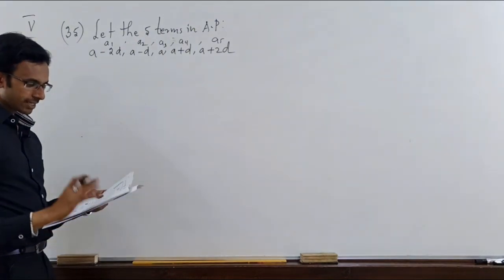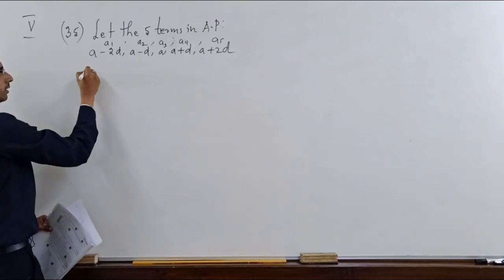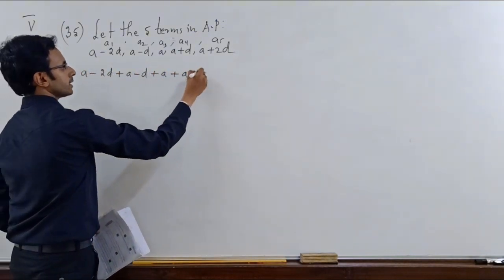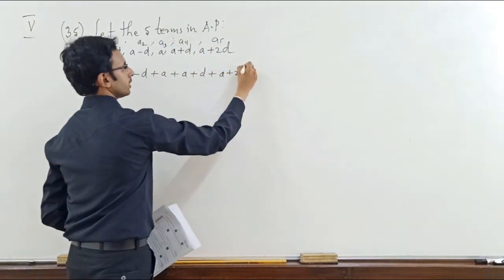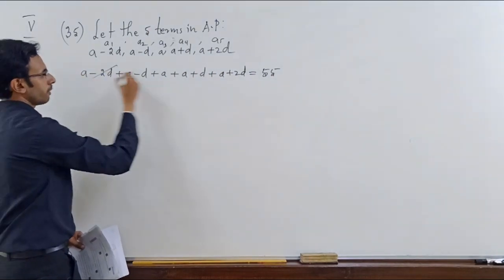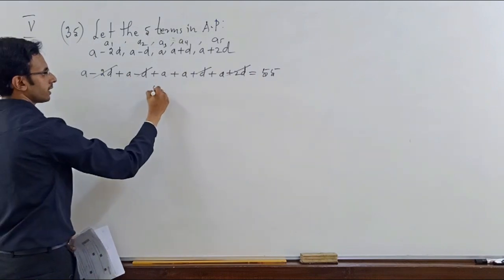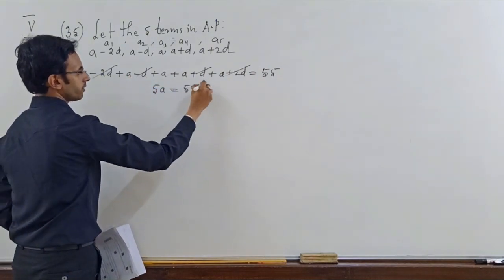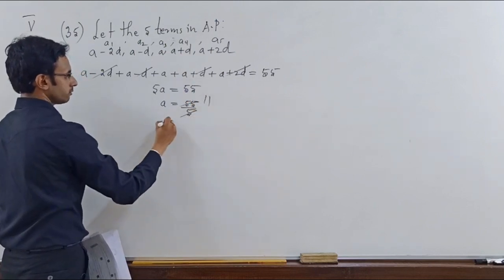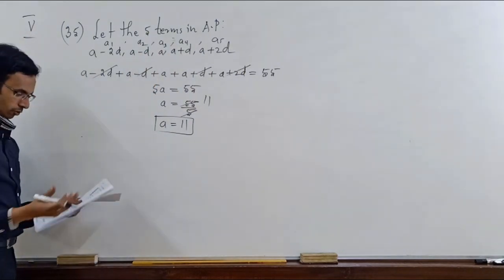So they are saying the sum of these terms is 55. So if I add all these 5 terms, I am going to get 55. a minus 2d plus a minus d plus a plus d plus a plus 2d is equal to 55. Why we make use of this is because it is very simple: minus 2d plus 2d cancels out, minus d plus d also. a 5 times you have, so you get 5a is equal to 55. a is equal to 55 divided by 5. 5 goes 11 times, so a is equal to 11. So you get the middlemost term in this. Let us go for the next hint.